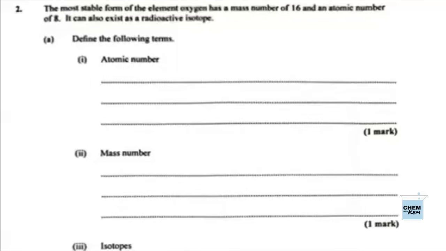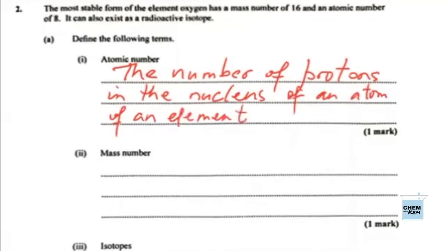Question 2. The most stable form of the element oxygen has a mass number of 16 and an atomic number of 8. It can also exist as a radioactive isotope. Define the following terms. Part 1, atomic number. It's the number of protons in the nucleus of an atom of an element, and for mass number, it's the sum of the protons and neutrons.